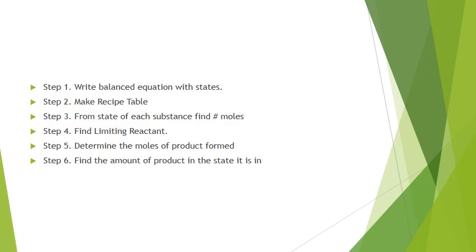So the steps are: write the balanced equation with the states, set up the recipe table, find the number of moles, find the limiting reactant, determine the amount of moles that are formed, the product, and then change it back into the state that you expected. All right.